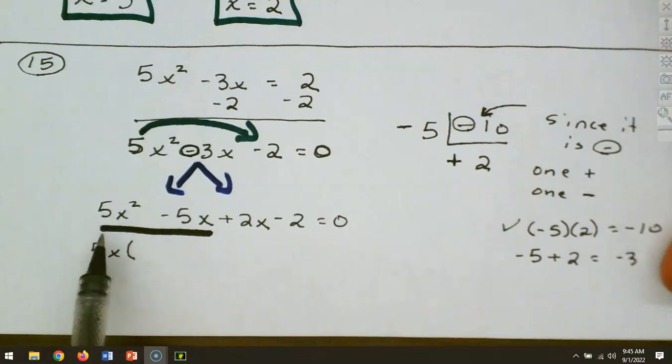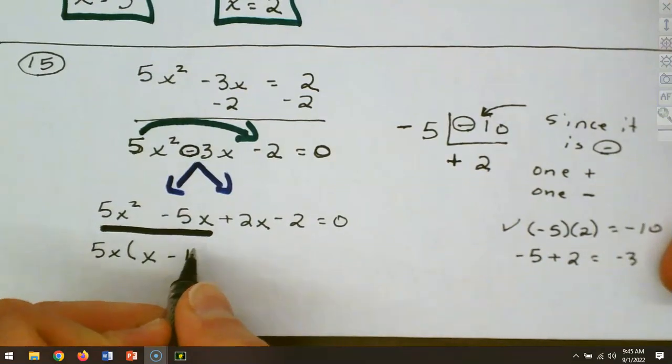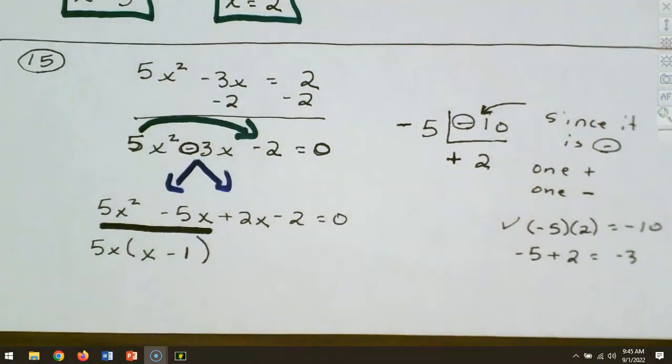Okay, well, 5 divided by 5 is gone. X squared, we took 1 out, so that leaves you with an x and a what? Negative 5 divided by 5. That leaves you with a negative 1, right? Okay, is everyone okay with that so far? So we took the 5x out, and that left you with an x minus 1.